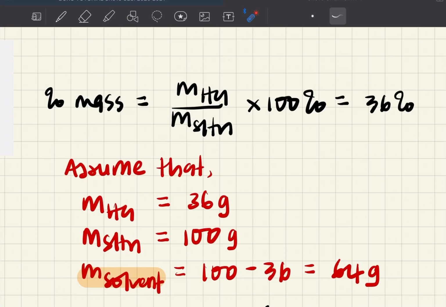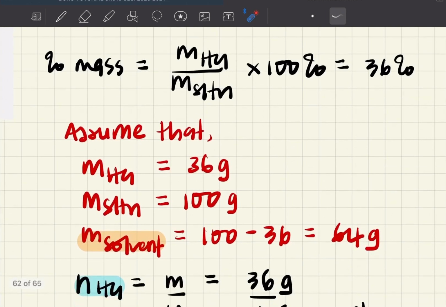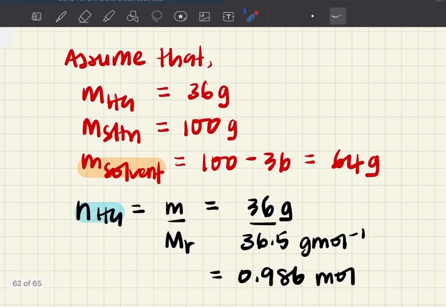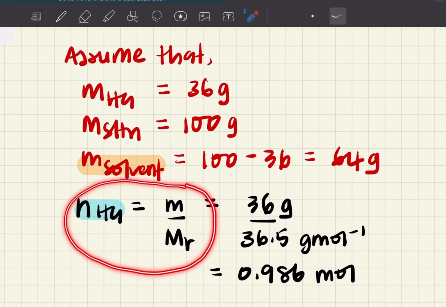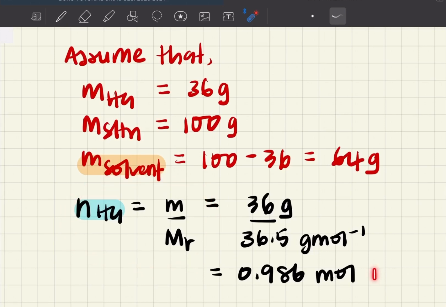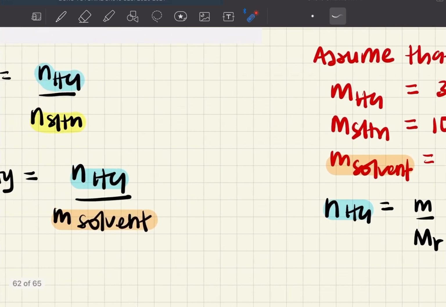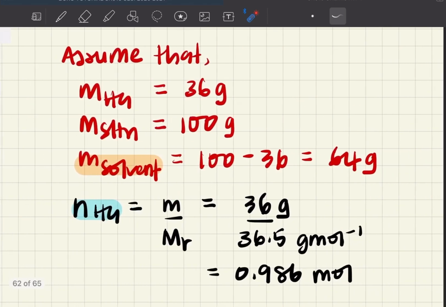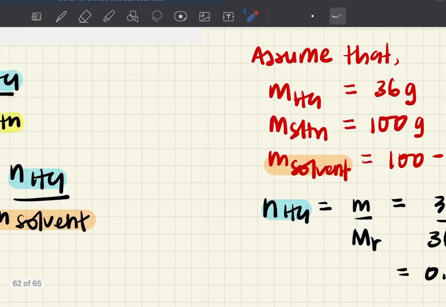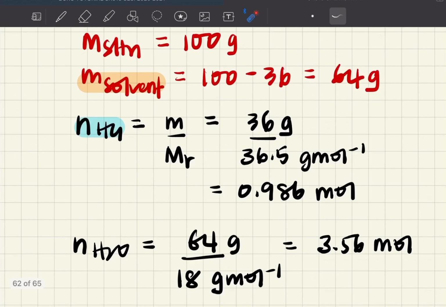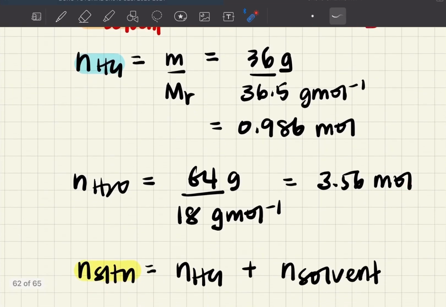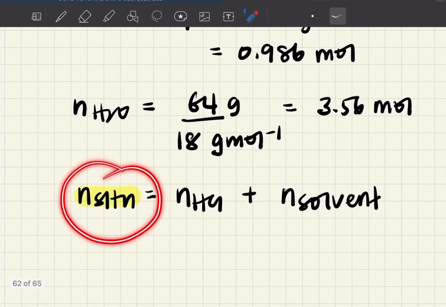Okay, right, so sekarang kita dah ada mass. Senanglah kita nak cari the number of moles of HCl. You just use the formula mole equals to mass over molar mass and you will get your mole of HCl. So maksudnya kita dah ada the mole of HCl. So now we need to find the mole of water, your solvent, to find the mole of solution.